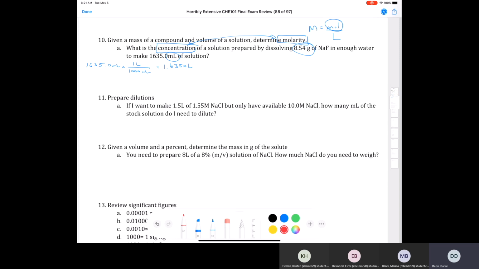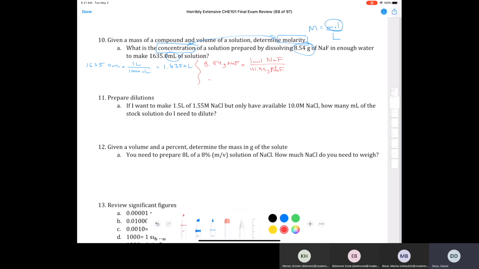Then we'll do a conversion for the number of grams of sodium fluoride, and we will convert that into the number of moles of sodium fluoride. I've already gone ahead and looked up the molar mass of sodium fluoride, or the formula mass, so 8.54 grams of sodium fluoride. And I know that I have 41.99 grams of NaF in 1 mole of NaF.